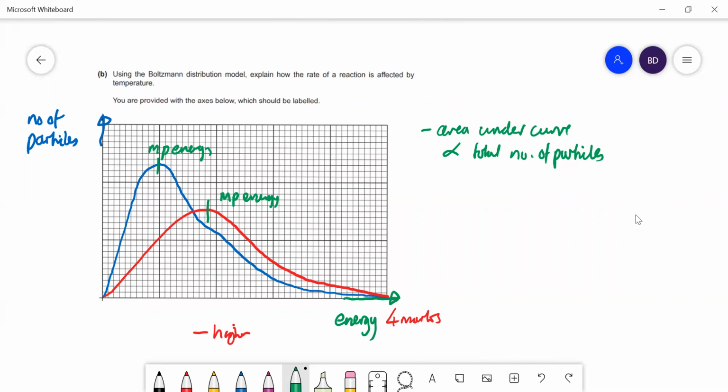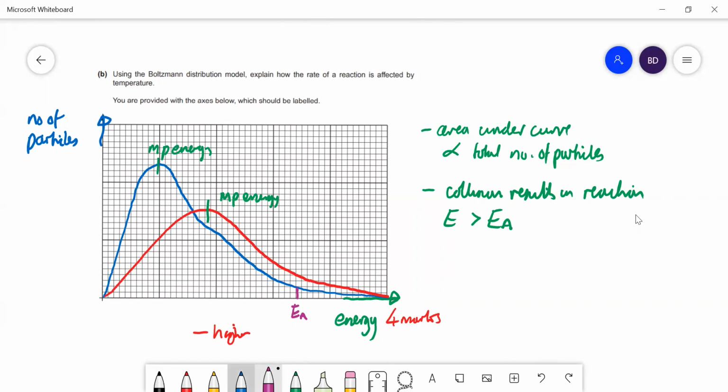Now, what we need to say is a collision will only result in reaction if the energy is greater than the activation energy. Call that EA. Right, so let's put the activation energy in. Let's say it's there, EA.